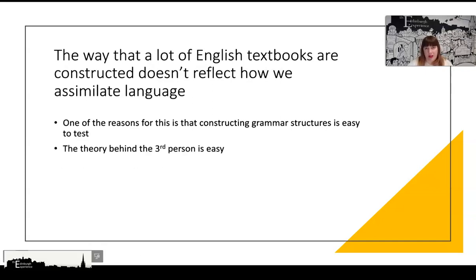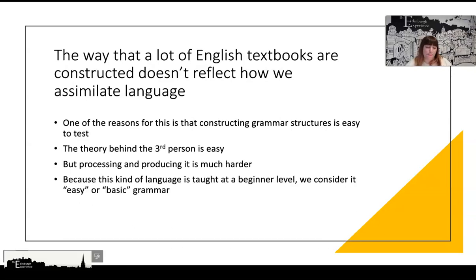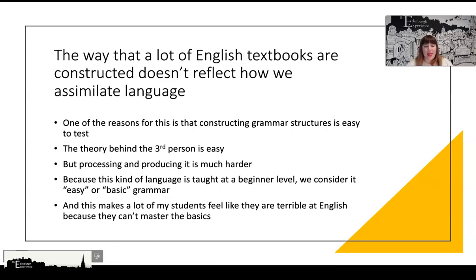And the theory behind the third person S is quite easy. It's not super complicated. If it's he, she, or it, we have to add an S to the verb. But processing and producing that piece of language is much harder than the theory. So because this language is taught at a beginner level, we consider this to be easy or basic grammar, right? We should know this, we should be able to do this.